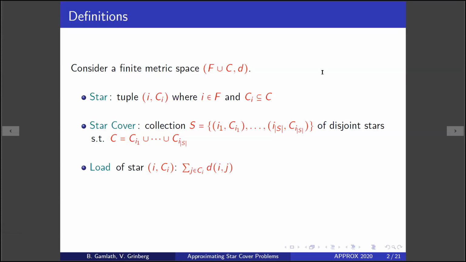The load of star (i, C_i) is the sum of distances from star center i to all clients in C_i. And finally, the load of a star cover is simply the maximum load of the stars forming it.